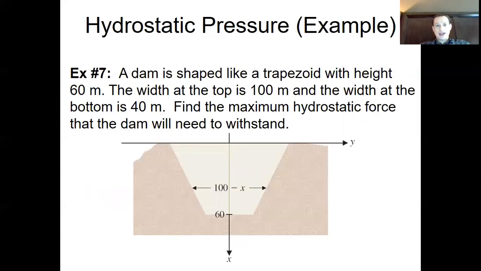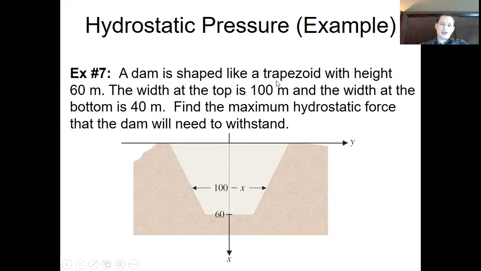So the last example today is this one involving hydrostatic pressure. Again, this is kind of tricky, so it's very important to think it through a step at a time, what's going on. A dam is shaped like a trapezoid with height 60 meters. The width at the top is 100 meters, and the width at the bottom is 40. Okay, so you see the little coordinate system right here. Let's make sure we understand what they're saying first. They're saying that this is the x-axis going down, so x is positive going down, and the y-axis apparently is left and right in this situation.